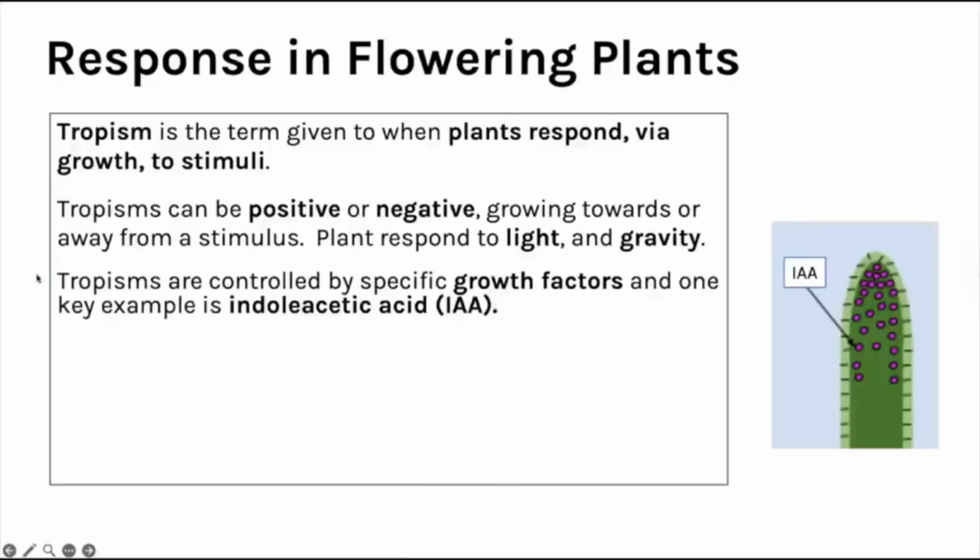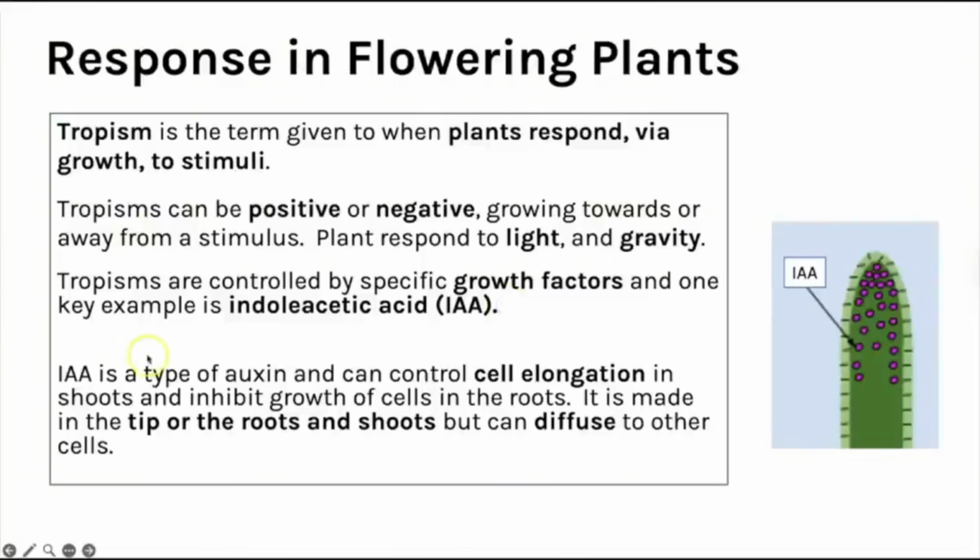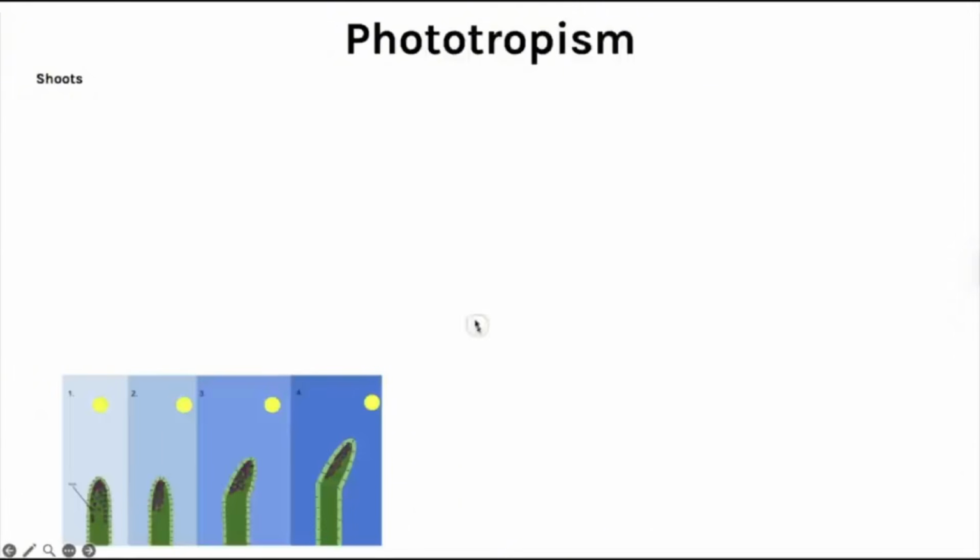Tropisms are controlled by specific growth factors, and the one example you learn about is indole acetic acid, or IAA, and you can abbreviate to that in the exam. And IAA is a type of auxin, and therefore it can control cell elongation in the shoots and inhibit the growth of cells in the roots. It's made in the tip of the root and the shoot, but then it diffuses to other cells within the shoot and the root.